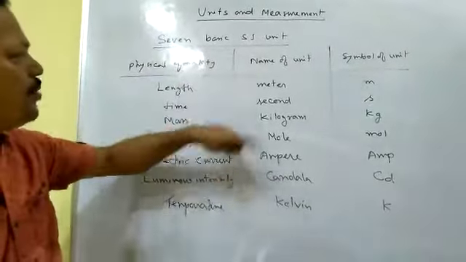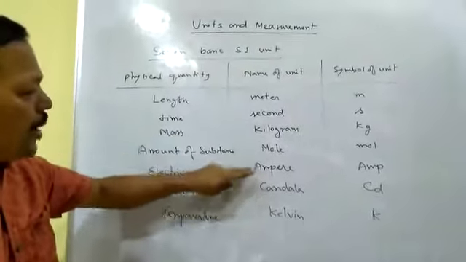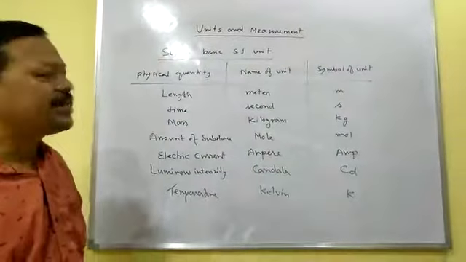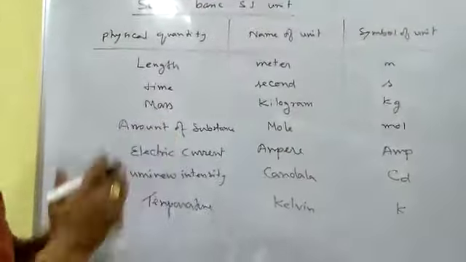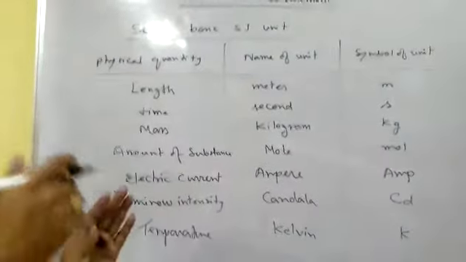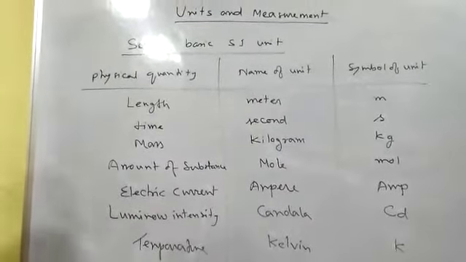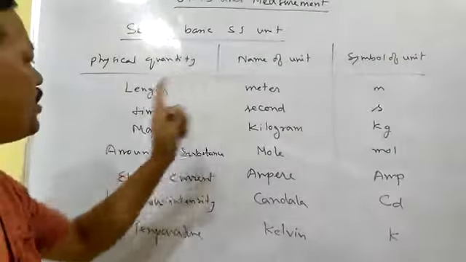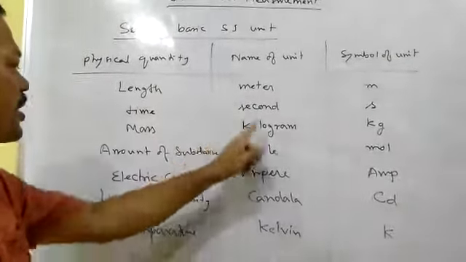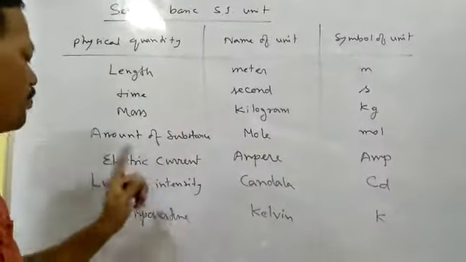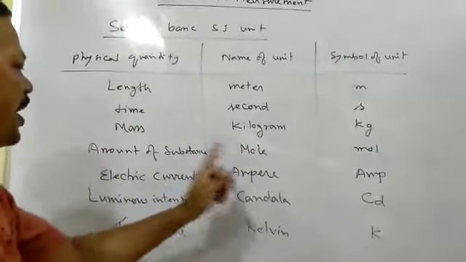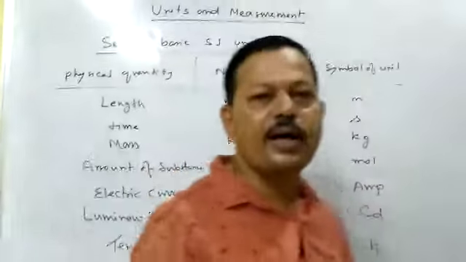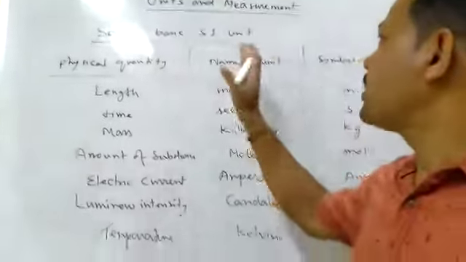So these 7 units, meter, second, kilogram, mole, ampere, candela, Kelvin, are called the basic SI units. And from these 7 basic SI units, you can find out all the derived units, SI derived units. So length unit is meter, time unit is second, mass unit is kilogram, amount of substance mole, temperature Kelvin, electric current ampere, luminous intensity candela. These 7 units are called the 7 basic SI units.